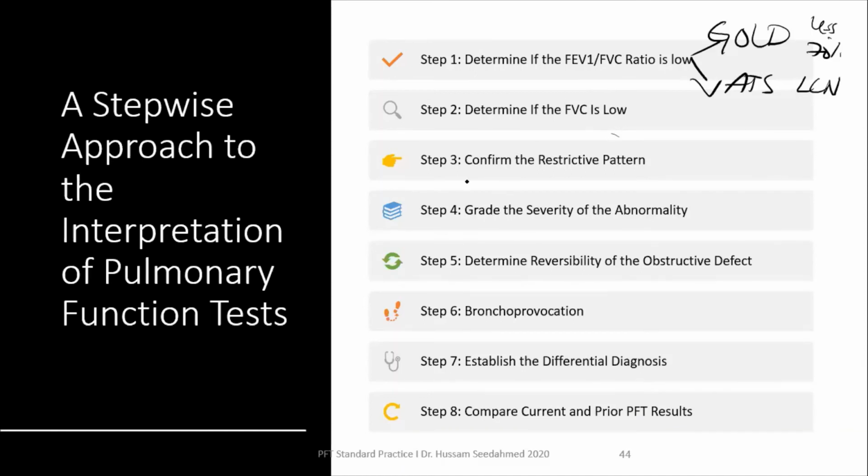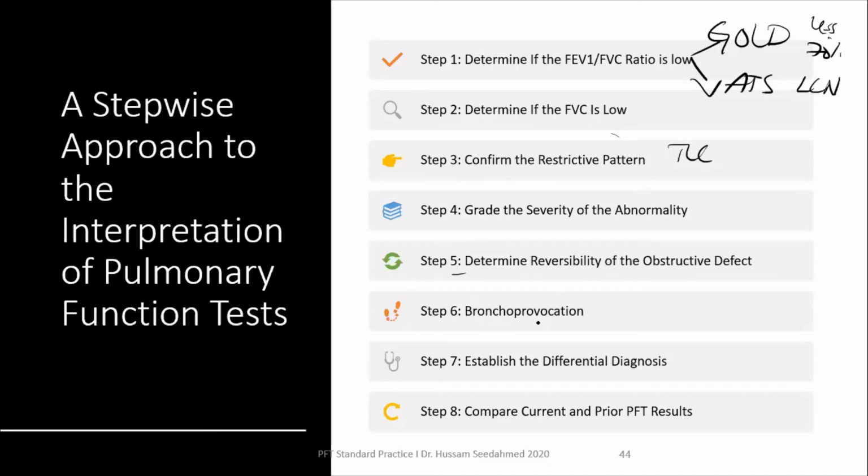Then step 3, confirm. I will talk about these steps again in detail. Step 3, confirm the restrictive pattern, which we confirm by looking at the TLC. Step 4, grade the severity. I will show you how to grade the severity of obstructive, which we know by GOLD, and of restrictive. Step 5, determine reversibility of the obstructive defect. Is it responding to bronchodilation or not?